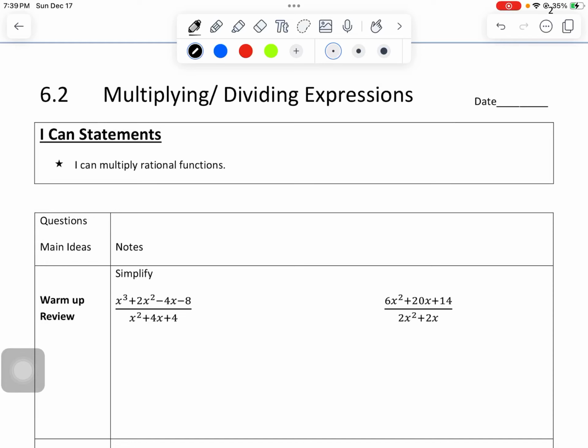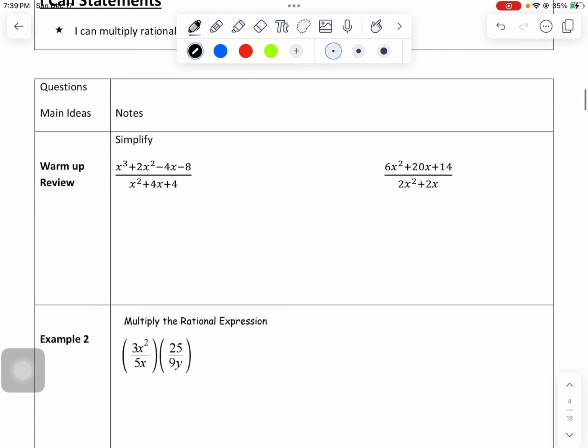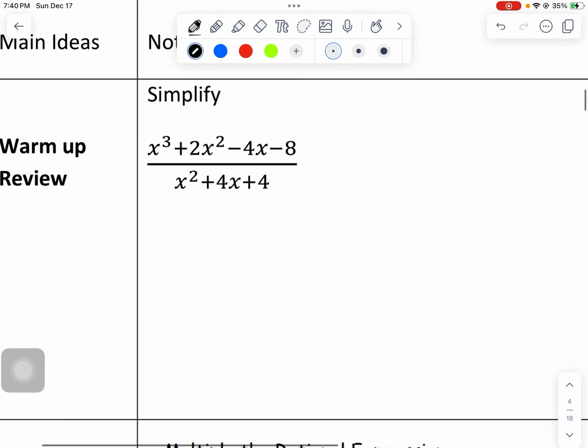Welcome to 6.2. We're going to be multiplying and dividing expressions. So this is going to use a lot of what we did in the first lesson, where we were simplifying, factoring, and looking for greatest common factors. It's just kind of an additional step here when you're multiplying and dividing, and I'll get to that in a second, but let's do a little warm up.